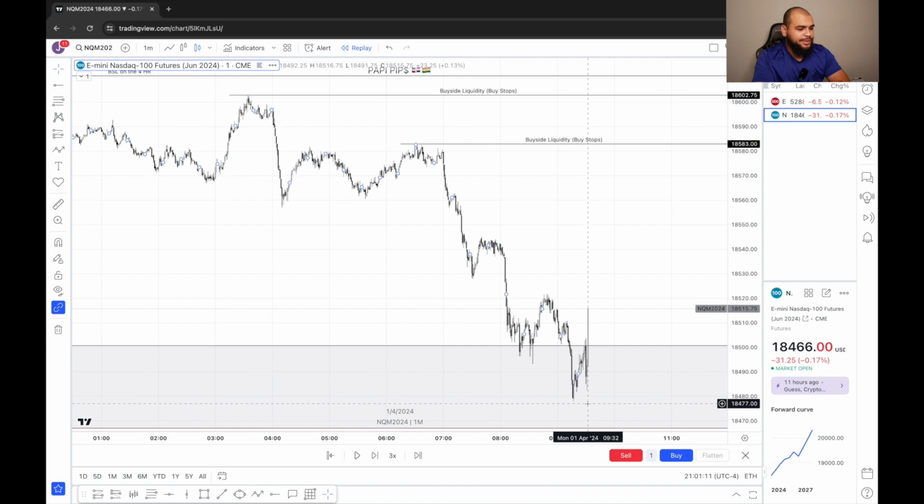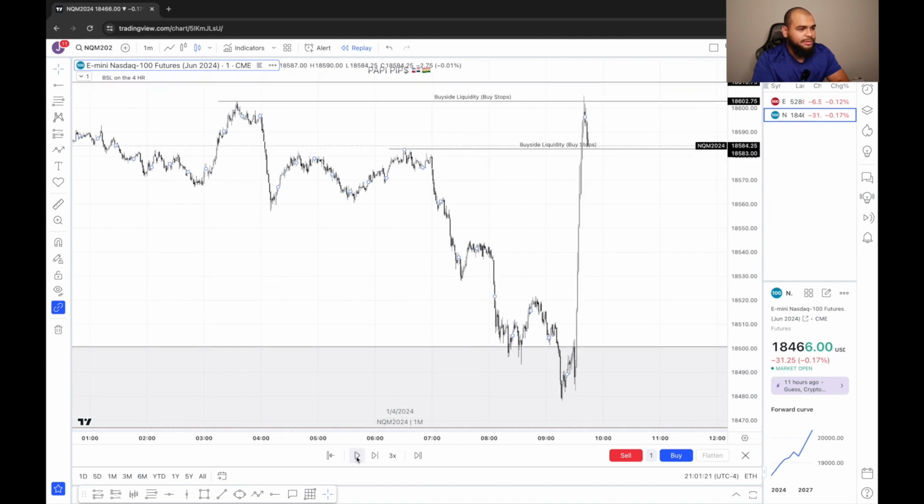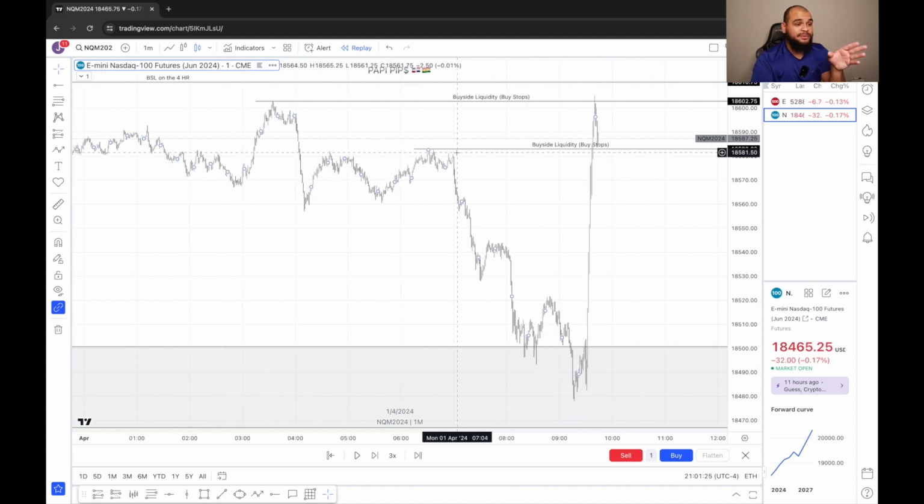It's New York Open right here. Price starts pushing up. And okay, I'll let it play out a little bit more. There we go. See, you see why I marked up both of these levels? We have buy side right here and buy side up here.